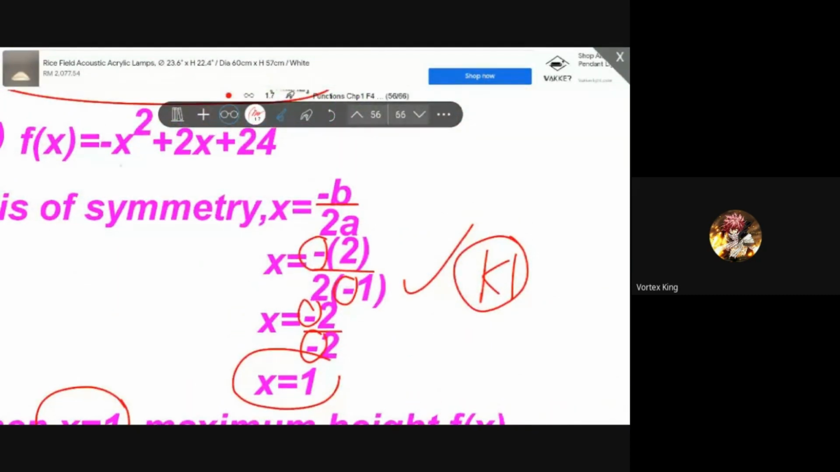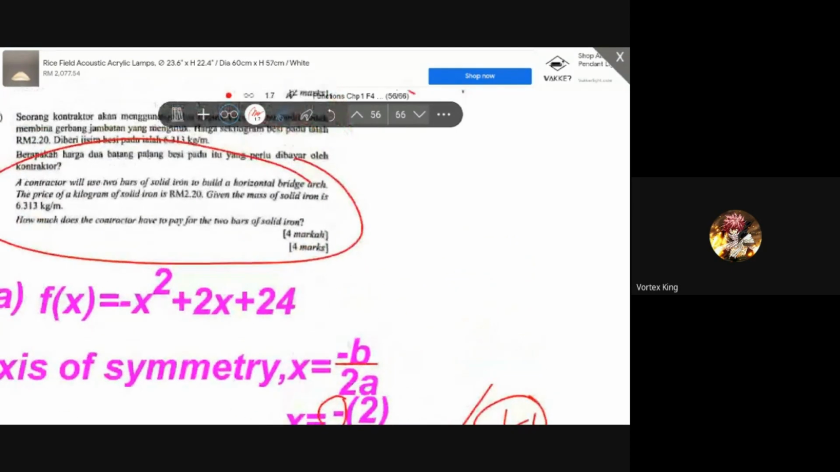So now, this question nice. Lepas kira paksi simetri, nilai X kena ganti dengan 1. Kena ganti 1 kat persamaan yang asal kat soalan. You need to sub back to the original equation of the question. Macam tu. So, kita nak cari nilai X yang dapat bagi ketinggian maksimum bagi jambatan. We want to find the X value that gives the maximum height for the bridge. So, that's how it works lah. Okay? So, boleh? I'll proceed lah.